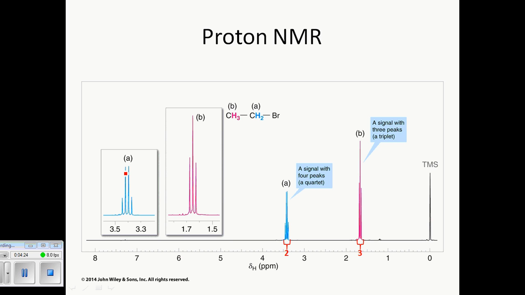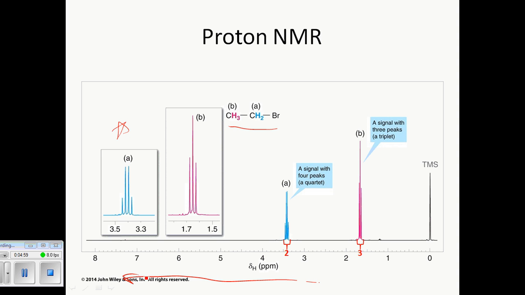So let's look at a spectrum. This is a simple spectrum of ethyl bromide. There are two signals. They're blown up on the left-hand side here so that you can see them a little bit closer. The first thing you look at is where they appear on the spectrum as far as from left to right. This is the parts per million. So the closer to 0 they are, the more they're like just plain alkanes.